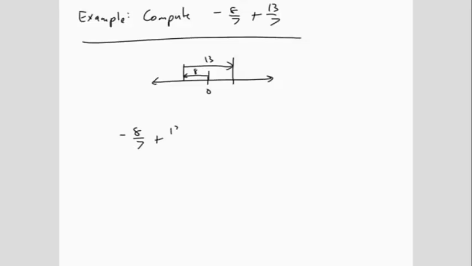-8/7 plus 13/7 is equal to 5/7. The sketch of the number line is not necessary in the final answer. We've just done it to help draw out your intuition.